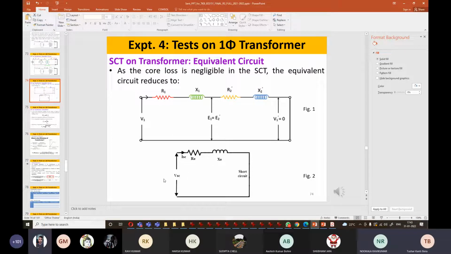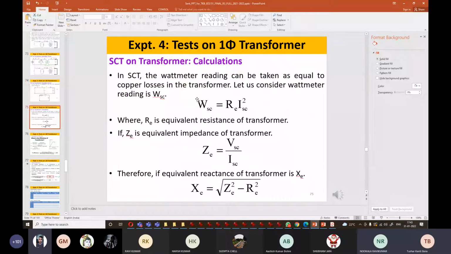So now if this is a voltmeter and this is the ammeter reading, then there will be wattmeter power also. This relation can be easily found: power is nothing but R multiplied by I square. So current entering, squared, into resistance, that much power will be consumed. This is the wattmeter reading. If you divide it by the square of the ammeter reading, we will get RE.